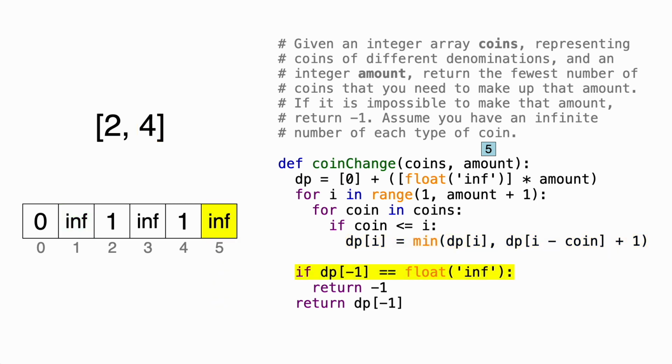Now when we get to this condition, the value at the last index is infinity, which means that a solution could not be found. So we'll just return -1, and we're done.